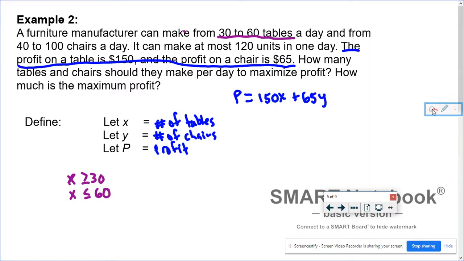All right, the next set of constraints. They make 40 to 100 chairs. Those inequalities are going to look the same, except that they are based on Y. So Y needs to be greater than or equal to 40, and Y needs to be less than or equal to 100.